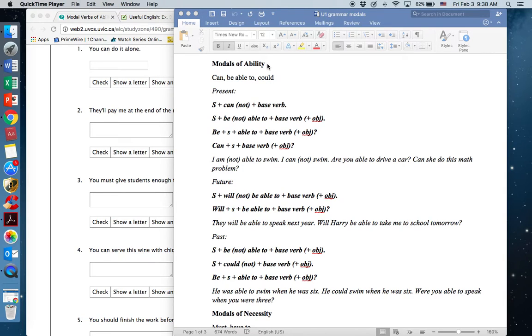First one is modal of ability. We'll use words like can or be able to or could. In the present tense, we've got subject, can or cannot, base verb; subject, be or be not able to, base verb; and then for questions, is or are, am, subject, able to base verb, and then can, subject, base verb. All of these have optional object clauses.